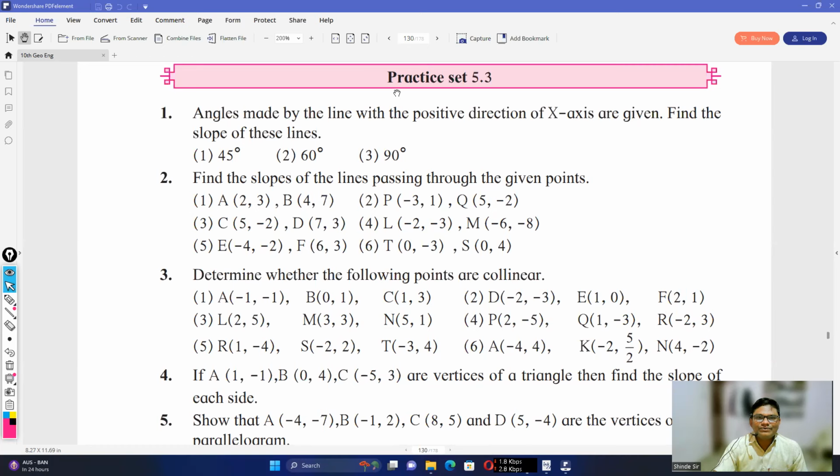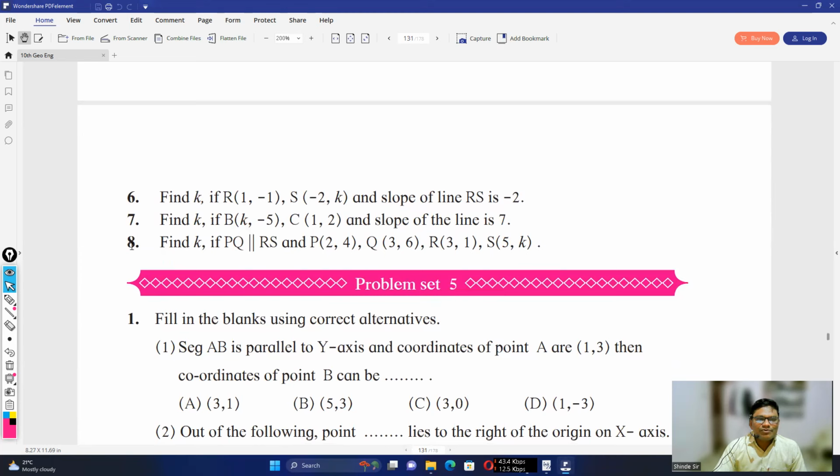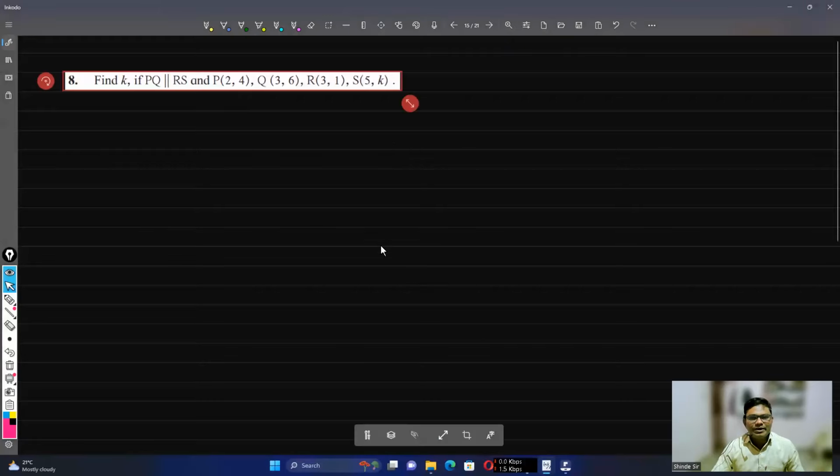In this video, we are going to cover the practice set 5.3 based on the slope formula of the coordinate geometry chapter, class 10. We will start from the last problem, problem number 8. Find K if PQ is parallel to RS, and P, Q, R and S are given. So we have two parallel lines PQ and RS, and we have to find the value of K. So let's find the value of K.